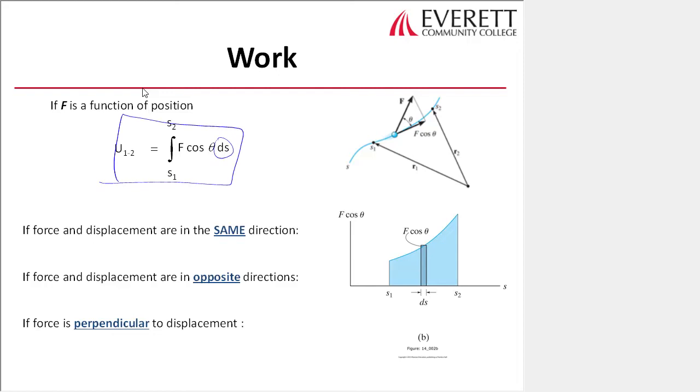If the force and displacement are in the same direction, we get positive work. If force and displacement are in opposite directions, we get negative work. So in this one, the work from 1 to 2 would be positive. If force and displacement are in opposite directions, we get the work from 1 to 2 is negative. And when they're perpendicular, the work from 1 to 2 is 0.